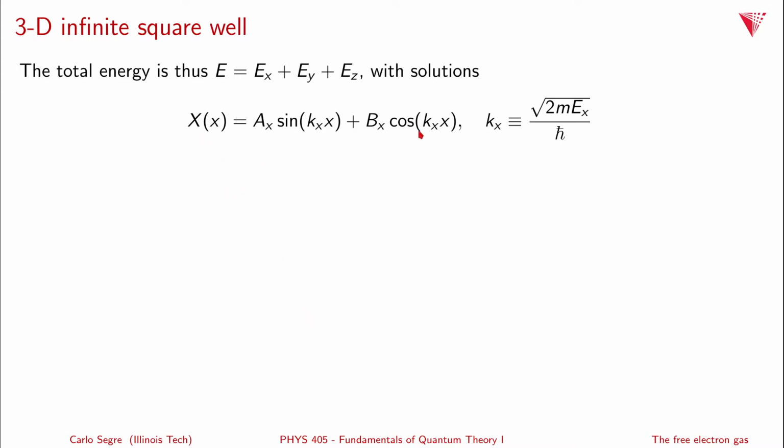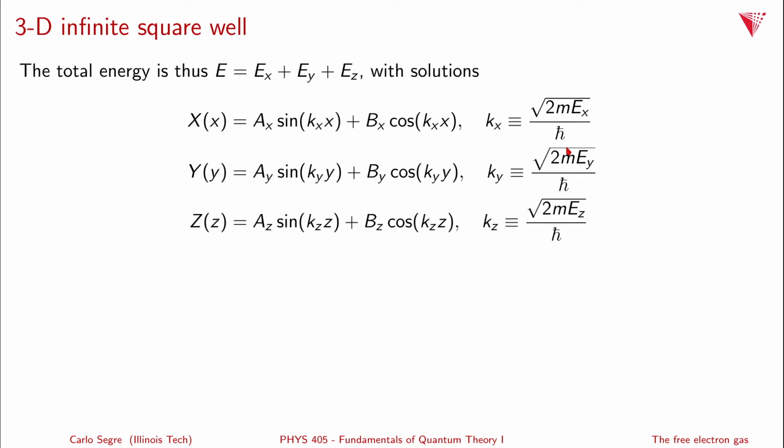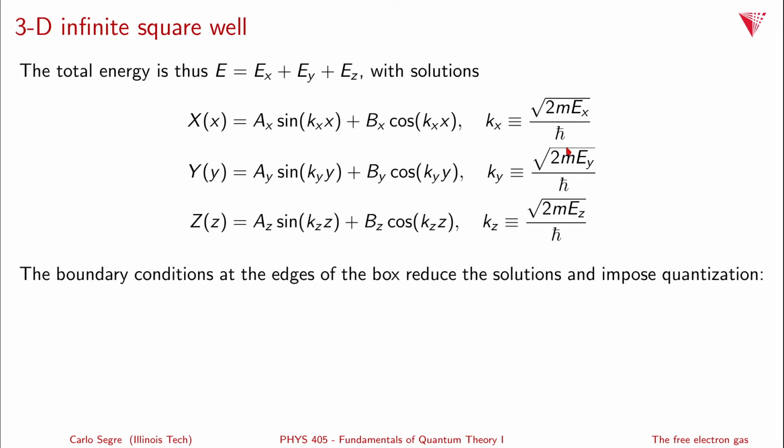for each of the individual coordinate systems, X of x is equal to A sub x sine of k sub x times x plus B sub x cosine of k sub x times x, where k sub x is just the square root of 2m E sub x over h bar. Same thing with y, and the same thing with z. If we now apply the boundary conditions at the edge of the box, where x, y, and z are equal to 0, the wave function must be 0. That eliminates all the coefficients B, sets them to 0.